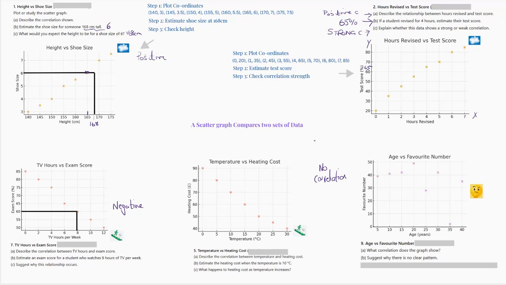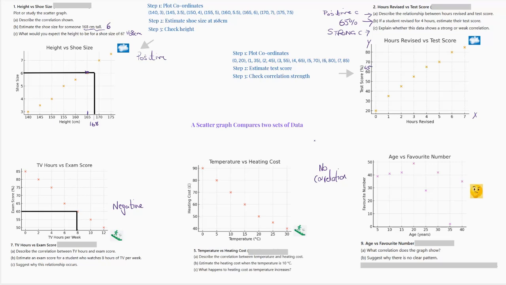So this one, describe the correlation between TV hours and exam scores. We've got our TV hours across the x-axis and our exam score on the y. So we already know this. It's going down the steps, so it's a negative correlation. So let's look at question B. Estimate an exam score for a student who watches 8 hours of TV per week. I've already pre-done this.